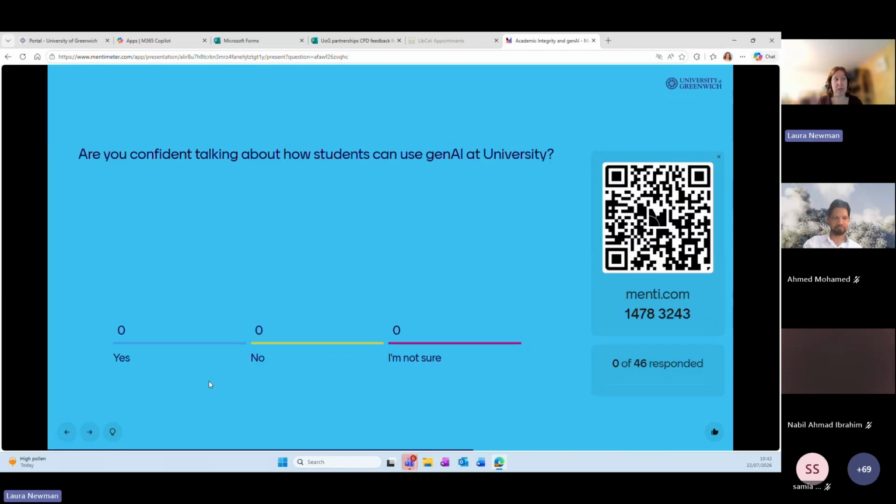how do you feel about talking to students about using GenAI? So are you confident discussing with your students how they can use GenAI within their university work? Okay, so quite a lot of yeses. A couple of people not sure. Yeah, fair enough, because again, it is a complicated field. And of course, we have a responsibility to make sure that we are telling our students the right information. So that's understandable if you're not entirely confident about that, because you're worried about saying the wrong thing.